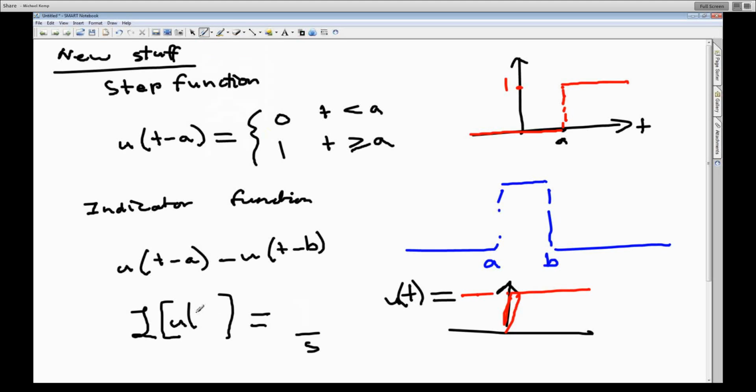So if you did t minus a, where it jumps up a bit later, then it's e to the minus as on S. So you get this e to the minus as term. So when you shift the step function a bit, shifting in time, you get an e to the minus as term. And indeed, something that's more useful in general, this is called t shifting.